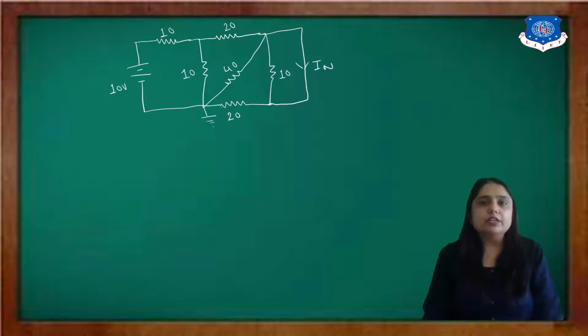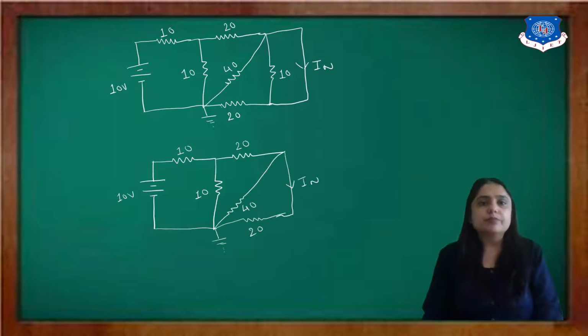Now let's redraw the complete diagram by neglecting the 10 ohm resistance. Then see, my diagram looks like this. I just simply removed my 10 ohm resistance. Now what can you do?